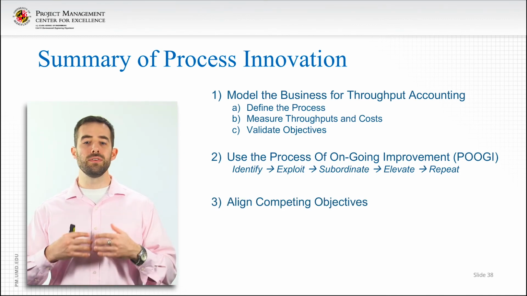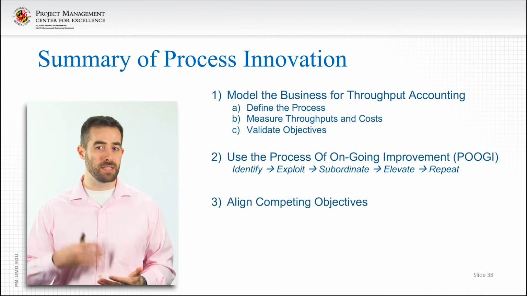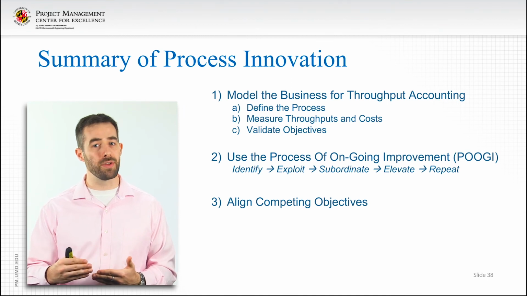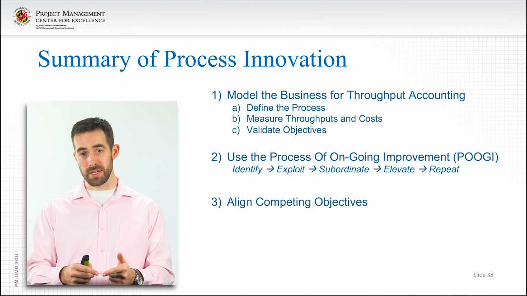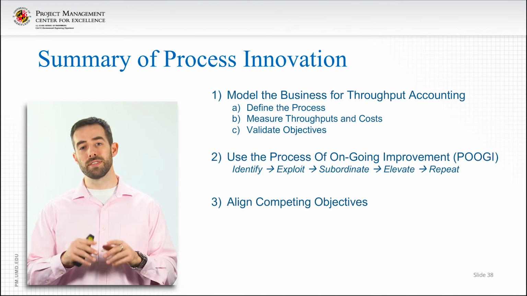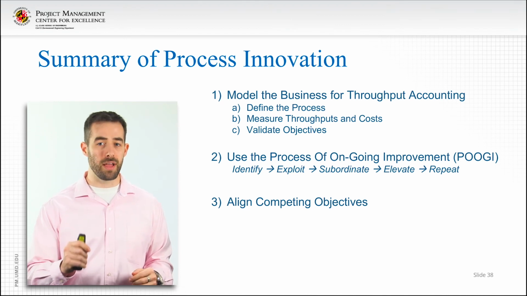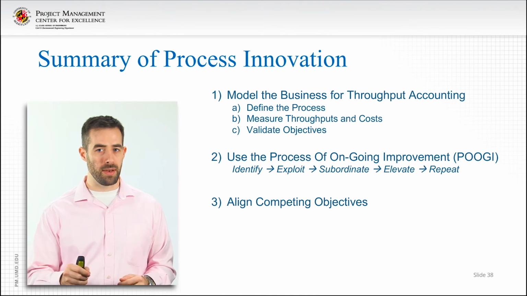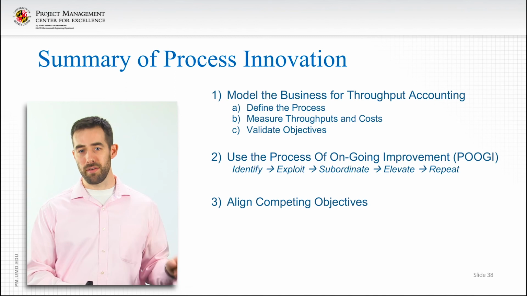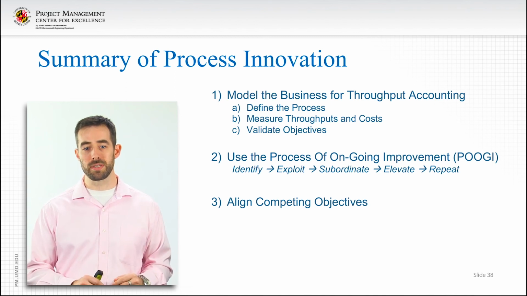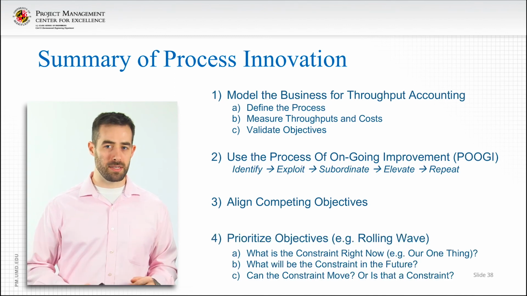Third, we need to align our competing objectives. As we go through this process, there will be conflict, but if everyone has the same objective, and they should in an organization, then we will be able to solve that problem by attacking our underlying assumptions, going for that win-win. However, when the win-win doesn't happen, we know that we can rely on conflict resolution, which we'll talk about in the next course. And finally, prioritize your objectives.